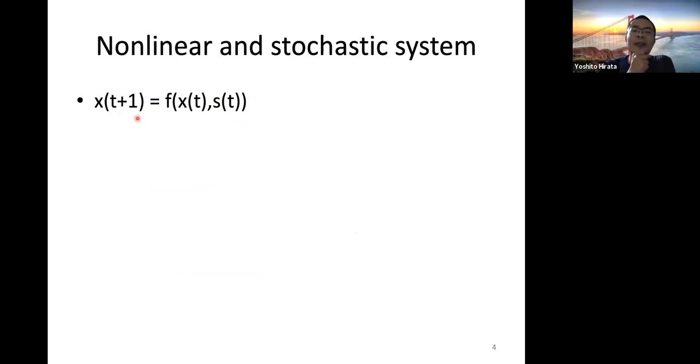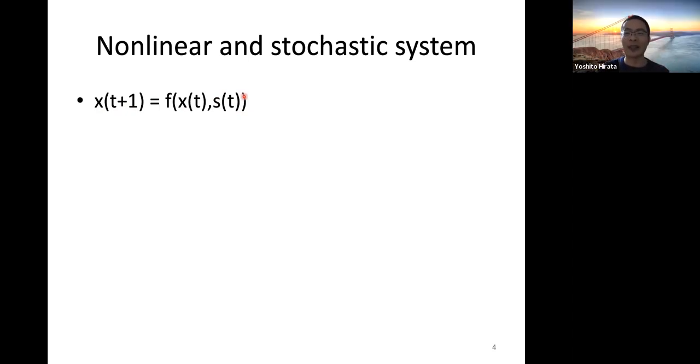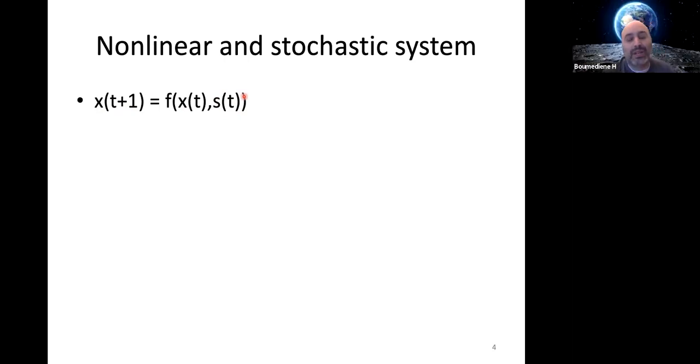For example, to consider the simpler case, we consider the map on an interval, and in this case x is within the interval. To define x to be in the interval, s of t also has to be within the interval. That means the noise should be bounded, I think. But if you apply some fancy transformation, you may consider unbounded noise, but it's natural to consider bounded noise, I think.